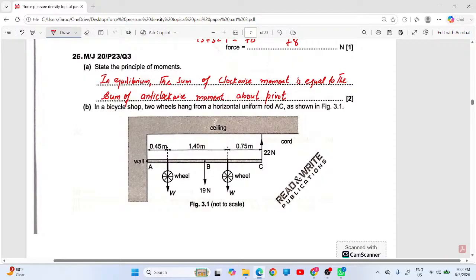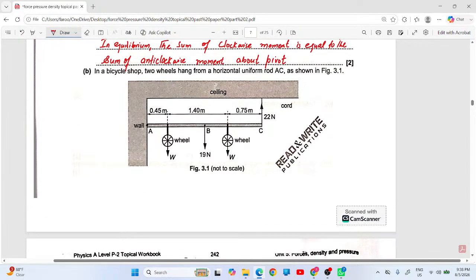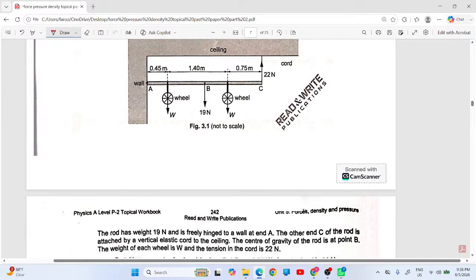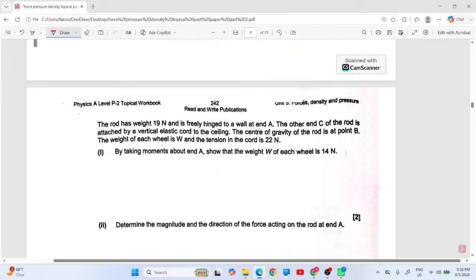Okay, next is, in a bicycle show, two wheels hang from a horizontal uniform rod AC as shown in figure 3.1. Here we have a wall, we have two wheels, and we have a rod. There is a ceiling, there is a cord, the distances are given from point A. It means A is a pivot point, so you have to use clockwise and anti-clockwise. Read this.